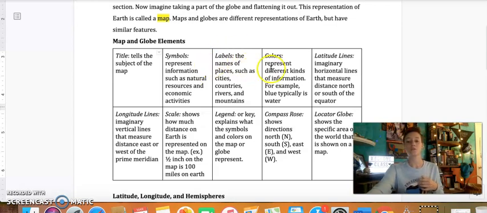So going into the fourth element, we have different colors. Colors mean different types of information. Blue is water, so a river or an ocean or a sea. Green is typically land.